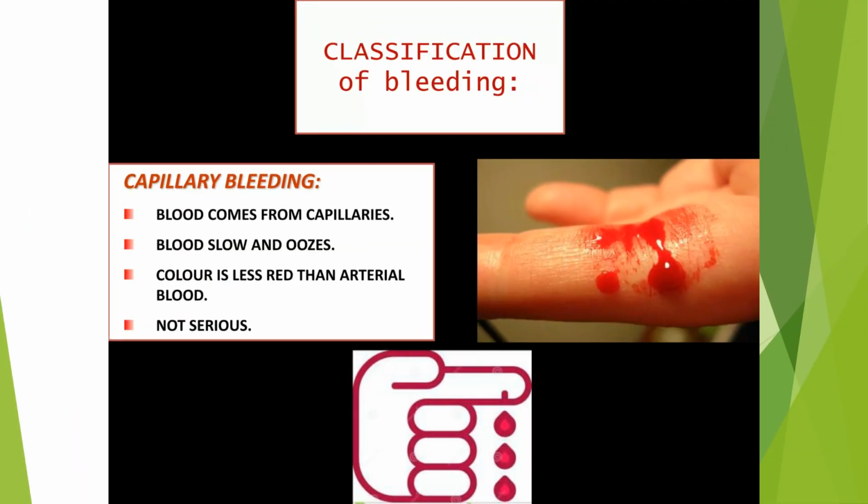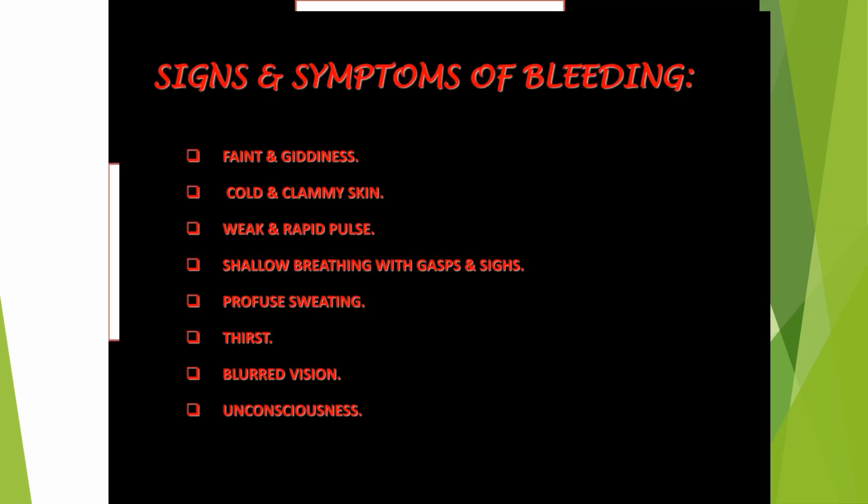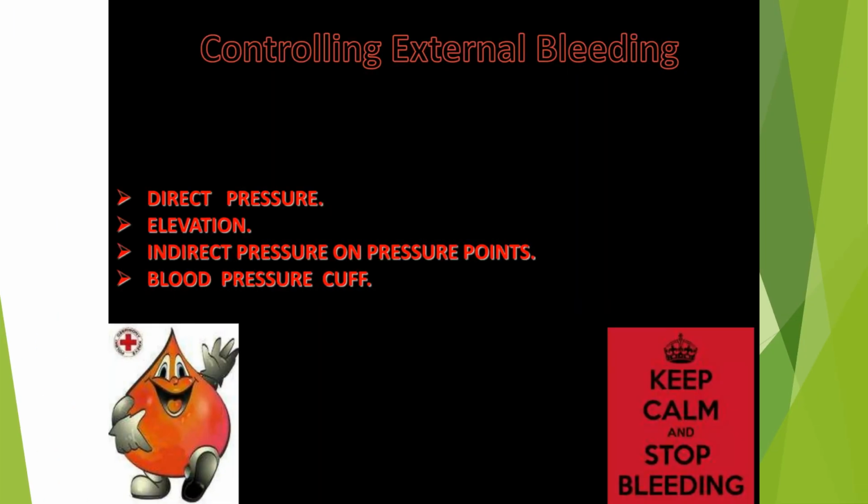Capillary bleeding comes from capillaries. The blood is slow and oozes. It is less red than arterial blood and is generally not serious. The dangers of bleeding include shock and infection. Shock can occur from severe blood loss, and infection risks increase with any break in the skin. First aid aims to stop the blood loss, remove germs, and prevent shock.